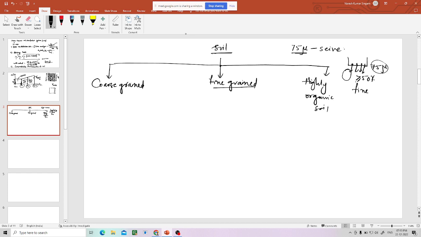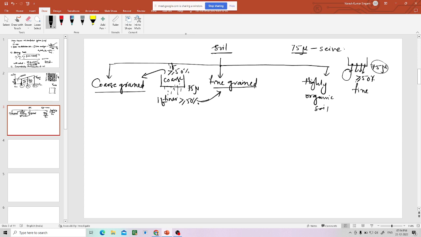Now how do we find out whether it is coarse grained or fine grained? You will take the soil here. If this is 75 micron, you have to use a 75 micron sieve. These are fines, these are coarse. If this is greater than or equal to 50, don't forget the if, 50% of the total sample, you have to go this side. Now you understood how to divide this.